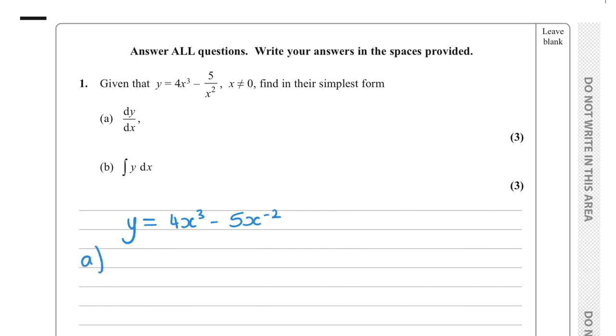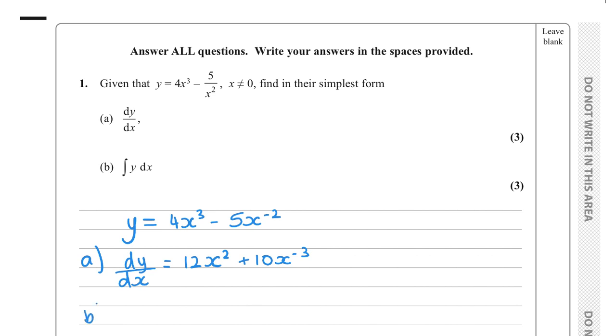Okay, so for part A, we're going to find the differential, which is dy by dx. 4 times 3 is 12, and then bring the power down, it becomes x squared. Minus 5 times minus 2 is positive 10. x to the minus 2 take away 1 is negative 3. And we can leave it just like that.